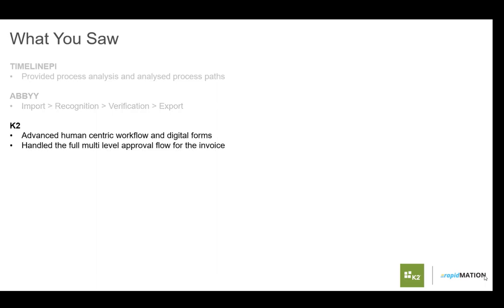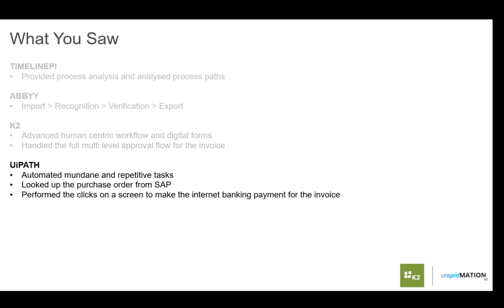And what we did is we started off a K2 based process. And K2, as a reminder, gives us that advanced human-centric workflow and digital forms, and that handled the full multi-level approval flow for that invoice and all of the approvals around it. Then we weaved in UiPath, which automated all of those mundane and repetitive tasks for us. And UiPath did two things. Firstly, it logged into SAP and looked up the purchase order data from SAP, provided that back to K2 so that K2 could show that human user the digital form with all of the PO details.